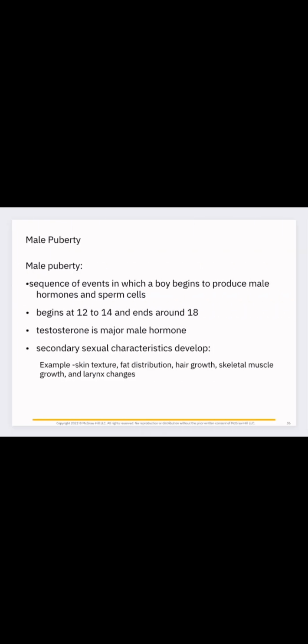At this moment, we have to learn about male puberty. It is the sequence of events in which a boy begins to produce male hormones and sperm cells. It begins at age 12 to 14 and ends around 18. Testosterone is the major male hormone. It is how secondary sexual characteristics develop. Examples are skin texture, fat distribution, hair growth, skeletal muscle growth, and larynx changes. Testosterone is produced in the interstitial cells in the testes and is involved in development and maintenance of reproductive organs.